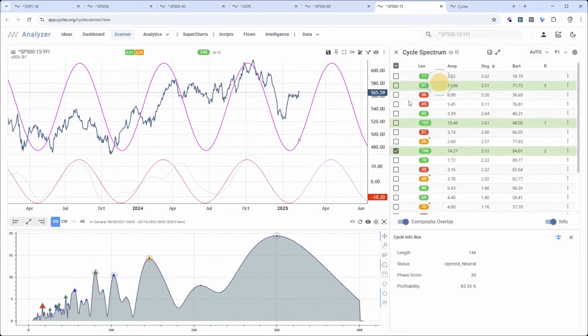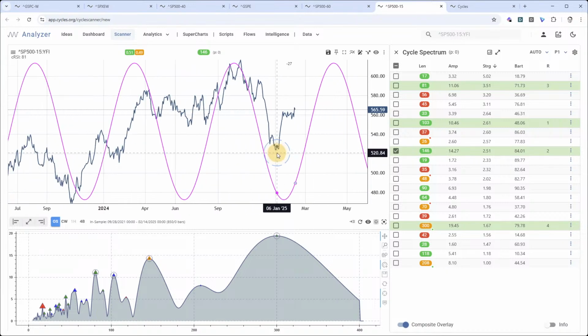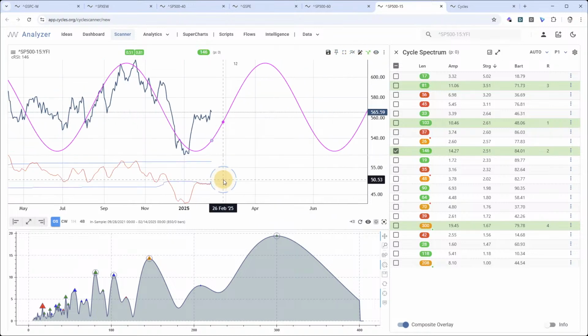So let's get back to our analysis. I think we don't need the cycle highlighter again. Now we have confirmation. This cycle is also now pointing upwards into April. And you remember we have seen that cycle also on the real estate. Let's now add the technical condition to that.